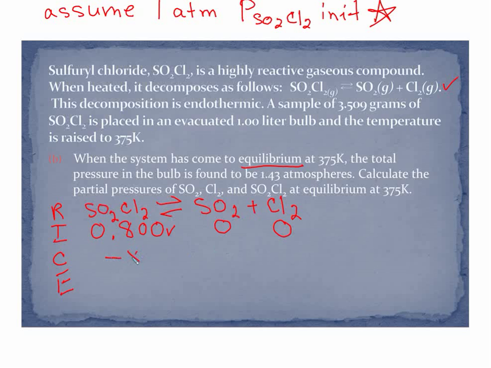Now, this has no choice but to form product, so I have to consume reactant, and since these are all a 1:1:1 mole ratio, that's minus X, and plus X. Now, E, remember, is simply equal to I plus C. So let me see if I can get a better color here. E is going to be 0.8 minus X. This is X, and this is X. So now I've developed a framework from which to really think through the problem.